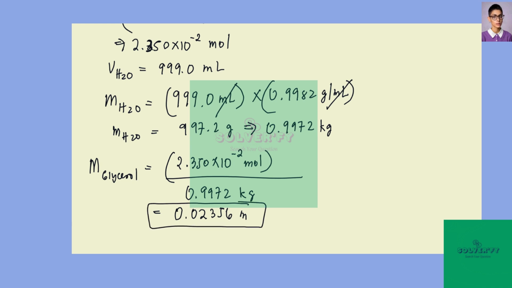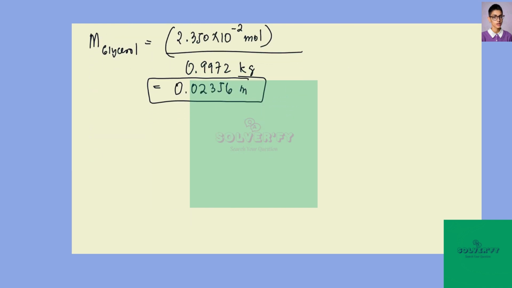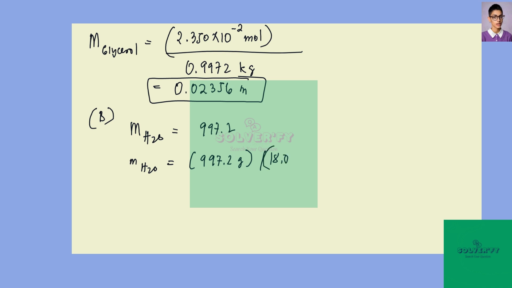Now in our part B, we have the mass of our water. So mass of our water, that is 997.2. And to get the moles of your water, we have 997.2 grams divided by 18.0. This is the molar mass. So we have equal to 55.53 mole.